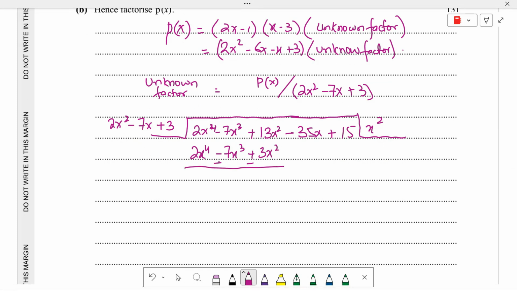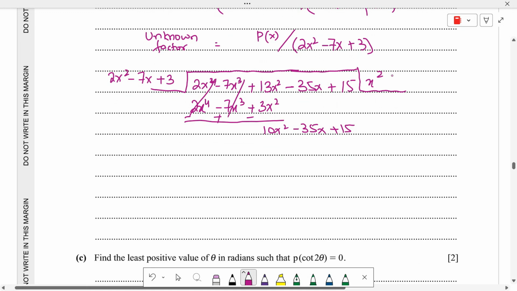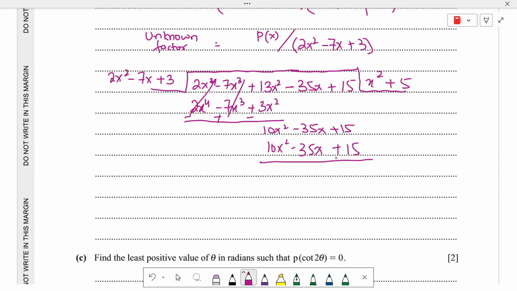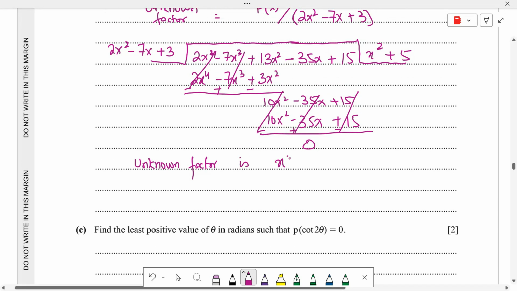Subtracting, we will have this one cancel, and we will have 10x square and negative 35x square plus 15. Now, when we multiply 2x square with 5, we will have 10x square, and negative 7x times 5, which is negative 35x, and plus 3 times 5 is 15. Subtracting, we will have 0. Now, the unknown factor is x square plus 5.